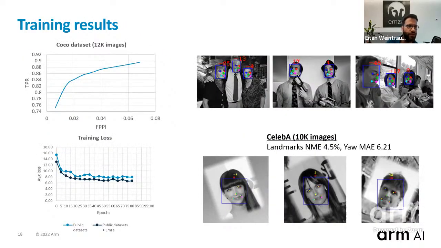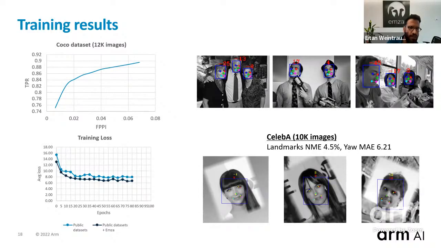Some results. On the upper left side, you can see the true positive rate versus the false positives per image on the COCO dataset on the person class. On the upper right side, some detected examples. The red numbers are the yaw angle in degrees. On the bottom left side, you can see the validation training loss.